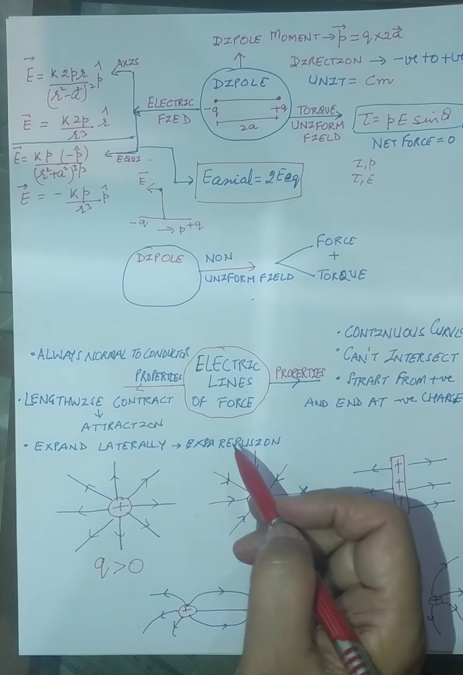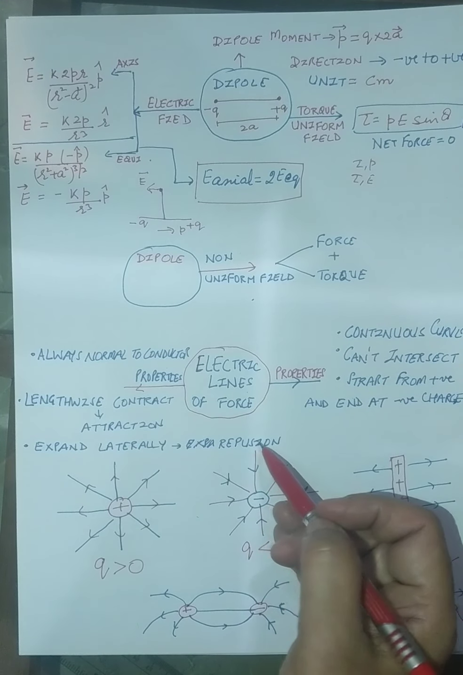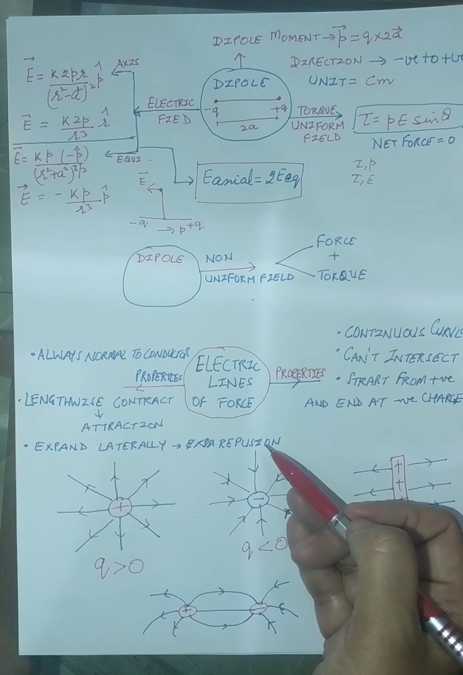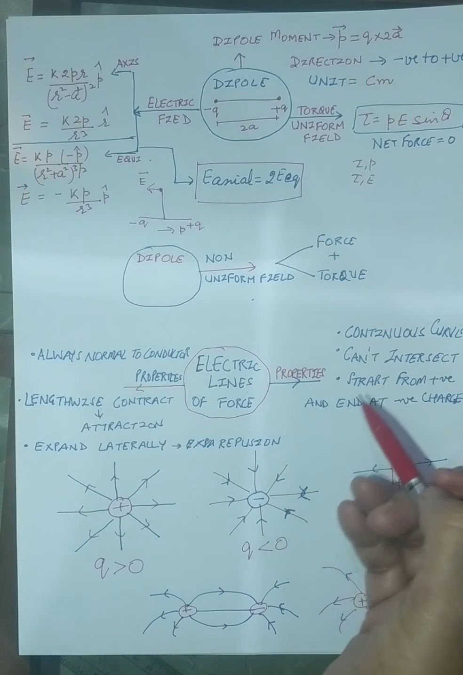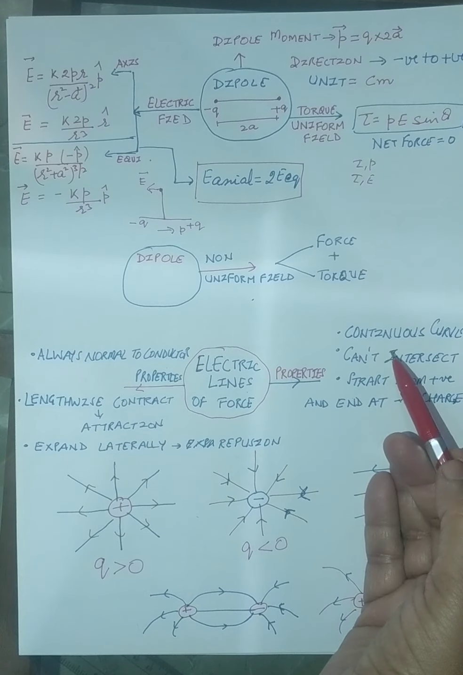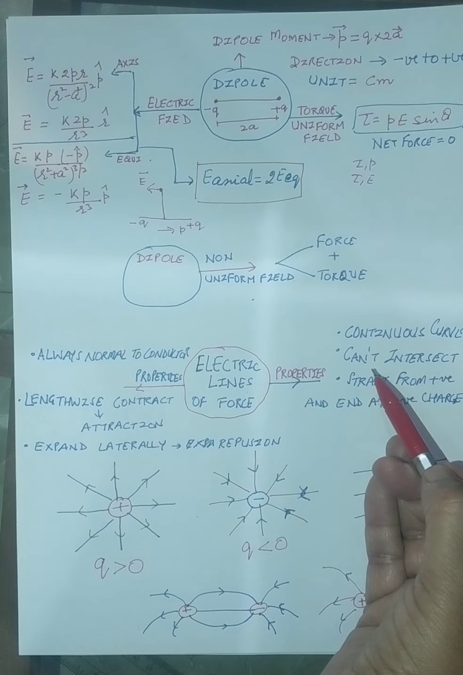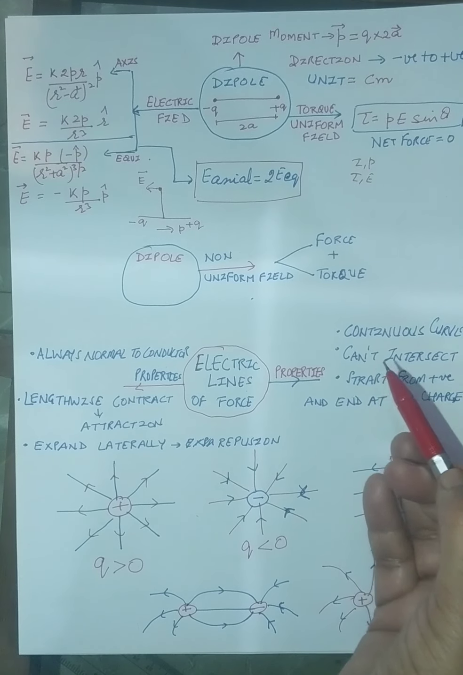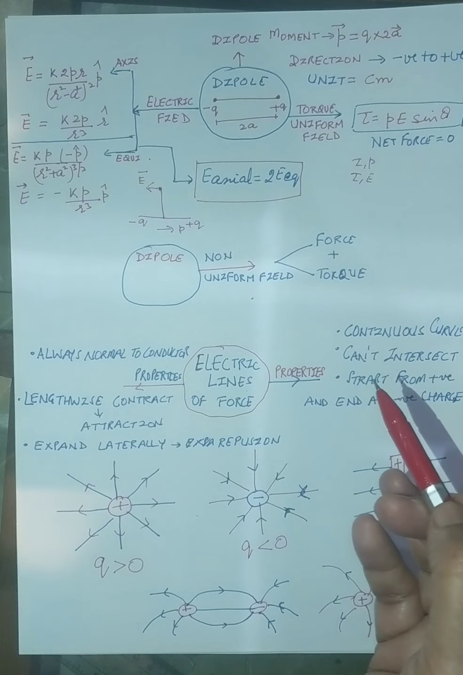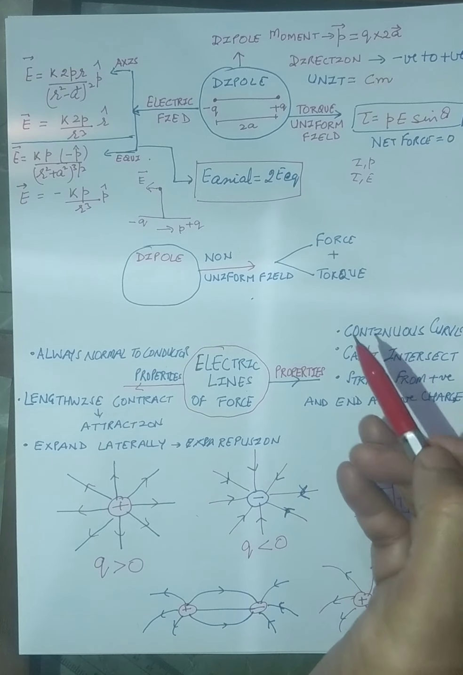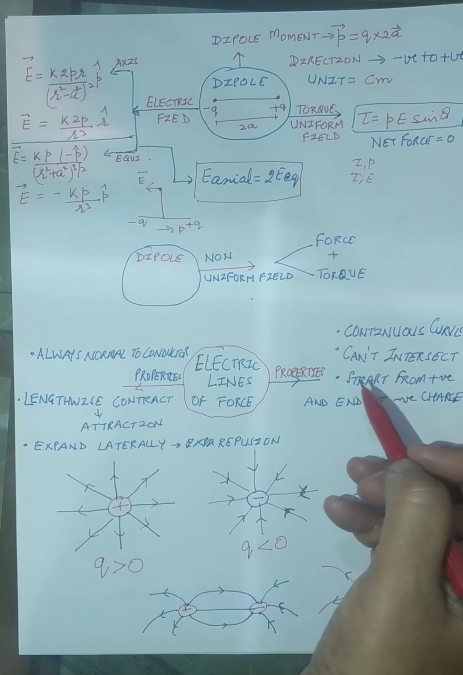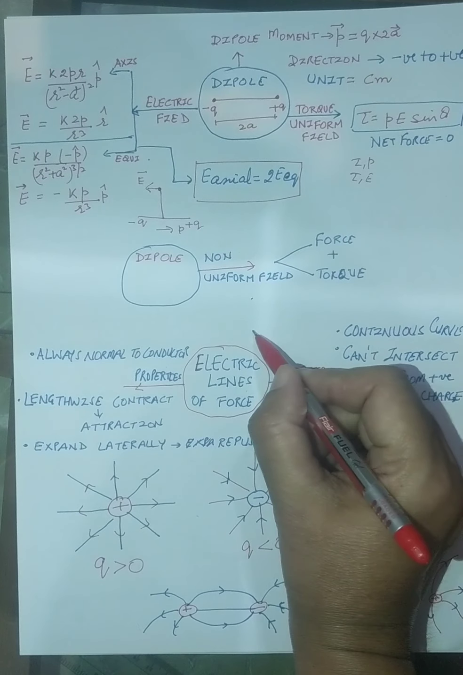The next topic is the electric lines of force. Electric lines of force are nothing but the pictorial representation of the electric field. Let's quickly revise the properties of the electric lines of force. These are continuous curves without any break, and they can't intersect. That means two lines of force will not intersect each other, because we know that the tangent, if you have got the electric lines of force, right?